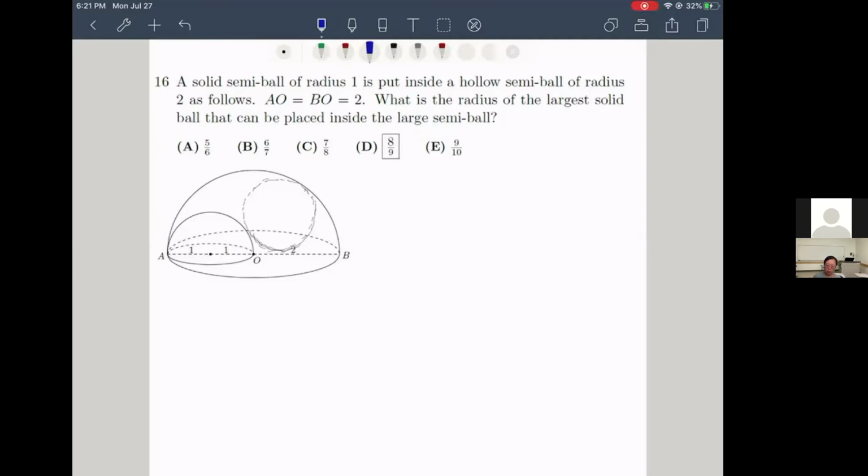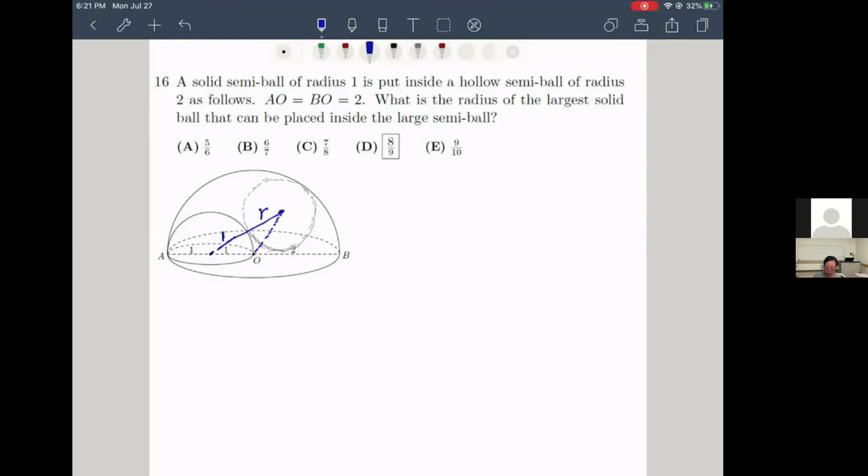Okay, whenever there's tangency, it is useful to look at the centers of the ball or semi-ball. So let's connect them. Let's assume that the radius of the solid ball is r. We don't know it; we want to find the largest possible value. And the radius of the small one is 1. And let's also connect the centers of the solid ball and the large hollow ball.